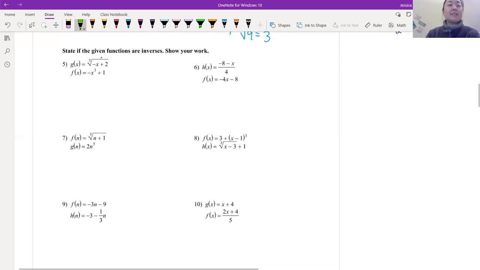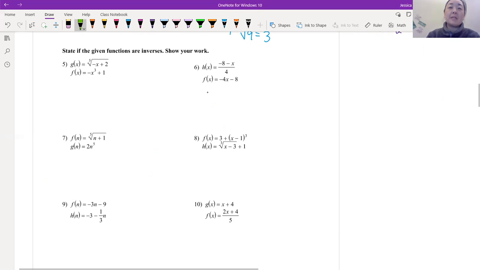So state if the given functions are inverses. And the way we show that functions are inverses is if we put one function inside the other function and see if all the operations cancel each other out, right? Because that's what inverses should do. And so what you should have left is just x, because all the other operations canceled out. Okay, so a good way for me to show you that is if I show you one that's actually an inverse. So we're going to start with 6 first, okay, and then we're going to go on to 5.